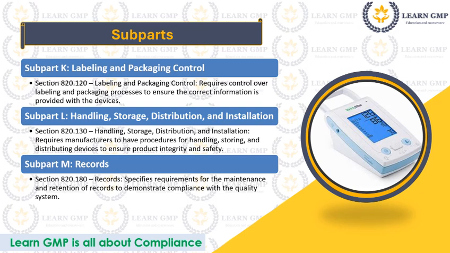Section 820.120, Labeling and Packaging Control, requires control over labeling and packaging processes to ensure the correct information is provided with the devices. Subpart L, Handling, Storage, Distribution, and Installation.